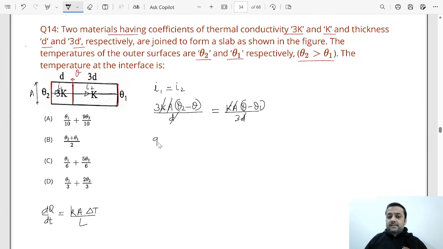3 you can bring this side. So 9 theta 2 minus 9 theta will be theta minus theta 1. So the value of 10 theta comes out to be 9 theta 2 plus theta 1. So theta becomes 9 theta 2 plus theta 1 upon 10. So I think option A matches perfectly.